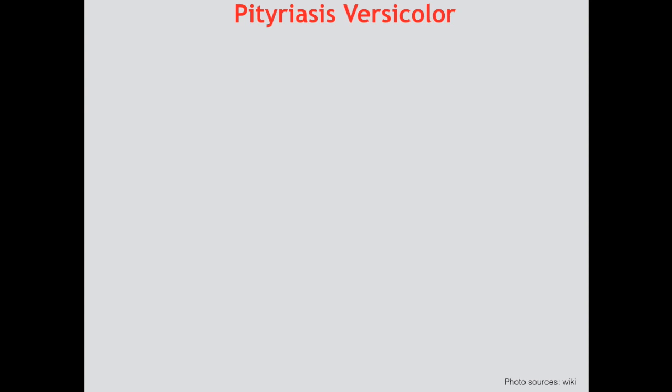Malassezia's pathology is called pityriasis versicolor. This is one of the main reasons why I like to split them up from dermatophytes and non-dermatophytes, because this one is also sometimes referred to as tinea versicolor.